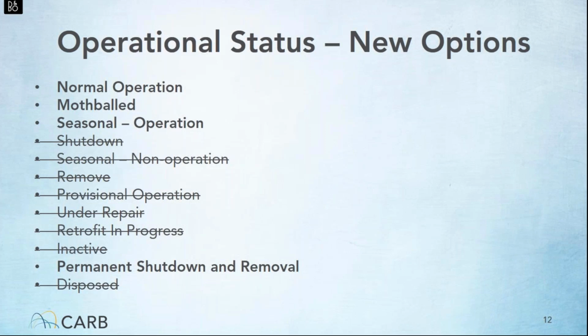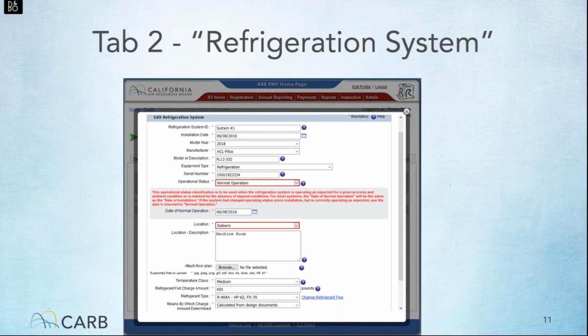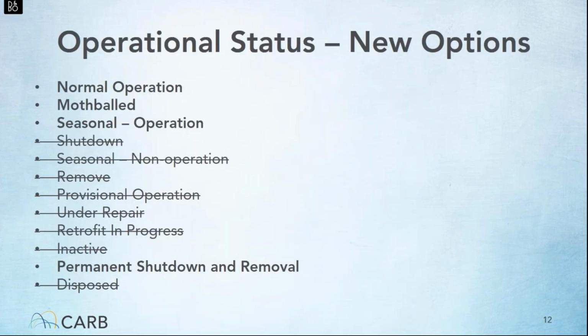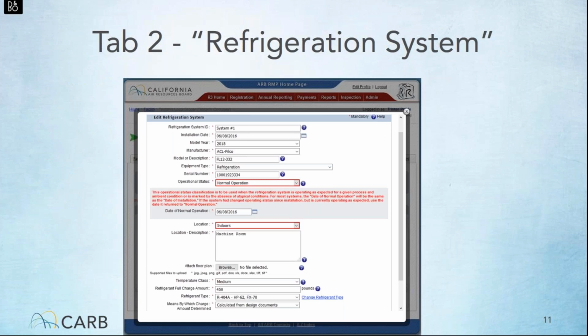Now, when you enter an operation status, as you can see on this tab as well, it will ask to enter a date. And when that date is entered, it will automatically allow it to be updated to the date that the system began operation. Additionally, as you can see here on this system, the date of operation is 6/8/2016, and that was auto-updated from date of installation. So for most facilities, we will update that for you.